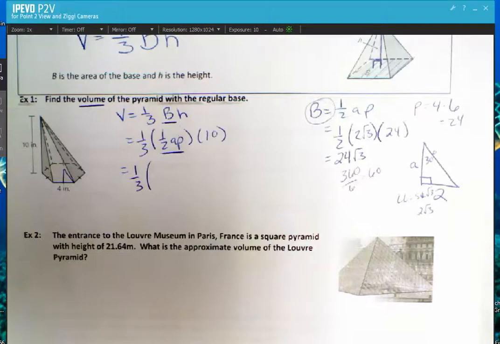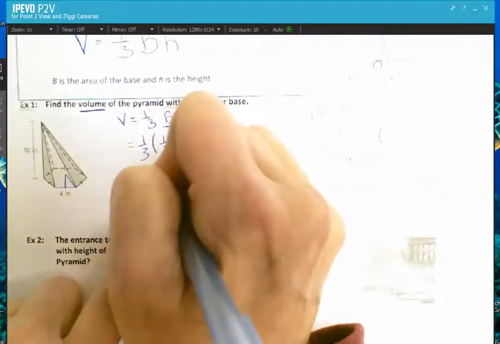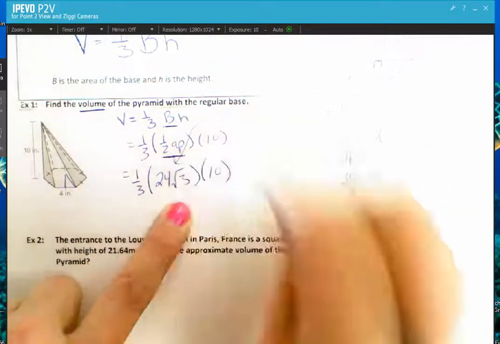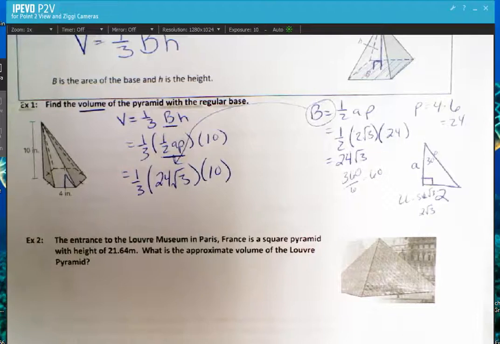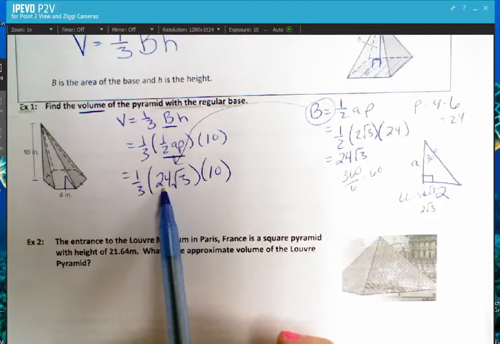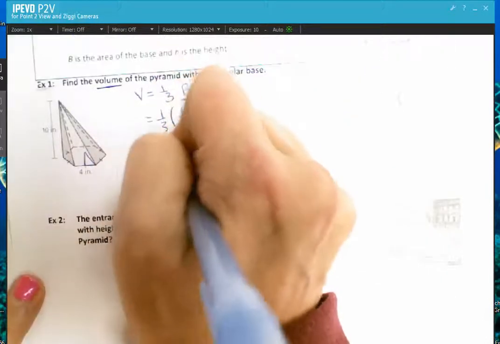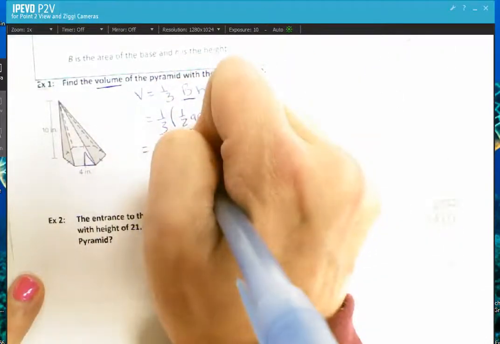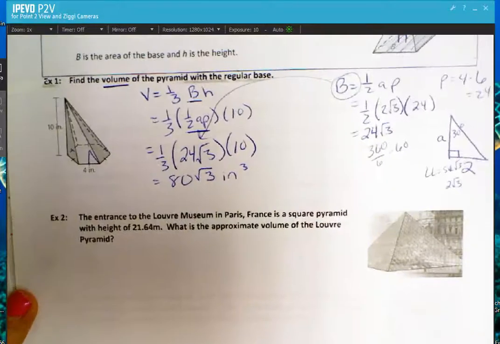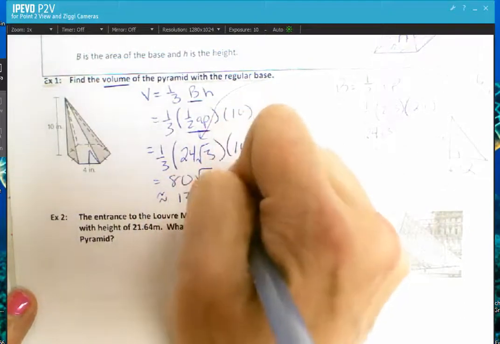I found my B separately, so I'm going to go insert it into B over here. Rad 3, and still carry down the height. And then I can just go ahead and simplify. 1/3 of 24, that's 24 divided by 3, that's 8. 8 times 10 is 80. So the exact volume is 80 rad 3 inches cubed, which is approximately 138.6 inches cubed.